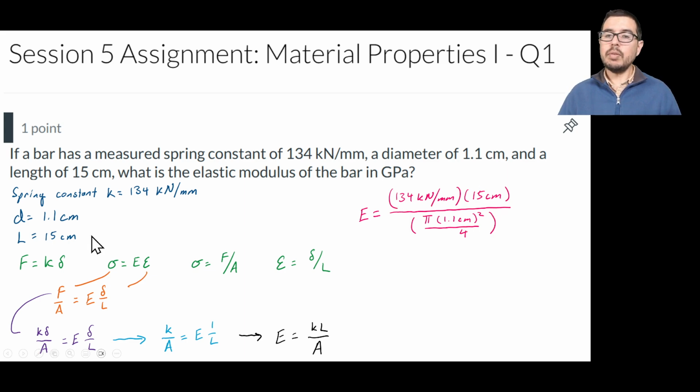We didn't write out what A really is, but we know that if this is a cylindrical or circular cross section, it's a cylinder, then we can say that it's going to be pi d squared over 4. So let's go ahead and show how we can calculate the numeric value using Google and using Colab or Python.